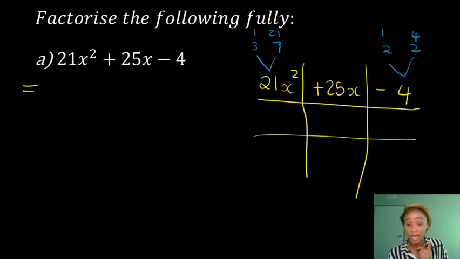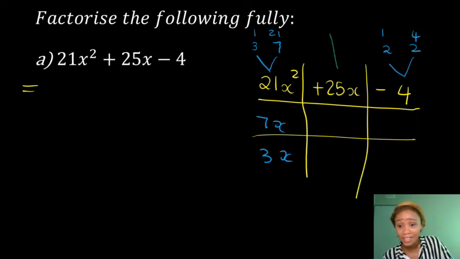Now, I need to decide which pair I'm going to use. I'm going to go for 7 and 3, and then x and x. So 7x times 3x actually gives me the 21x squared, right? Now, coming here, what am I going to take? Oh, I see that I actually have a large number in the middle. That middle term is quite large. It's a 25. So I don't think a 2 and a 2 would make it because it's quite a large number. I need to make a 25. So I'm actually going to go for a 4 and a 1.